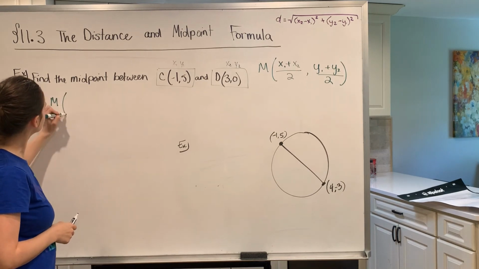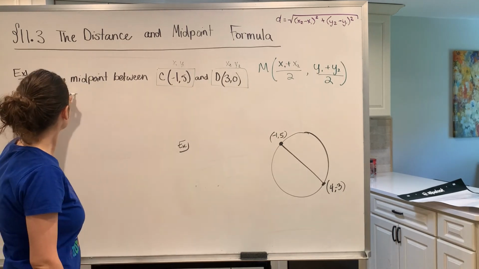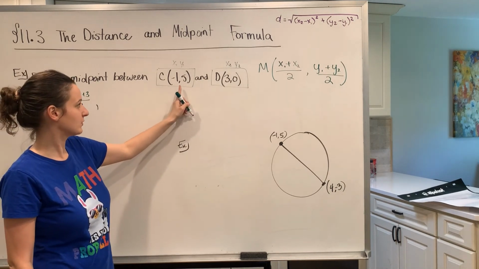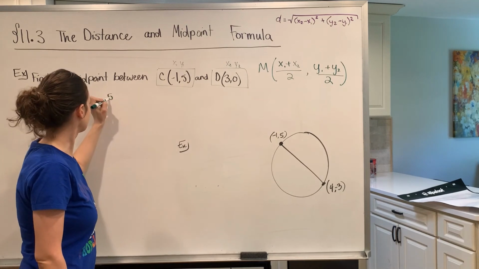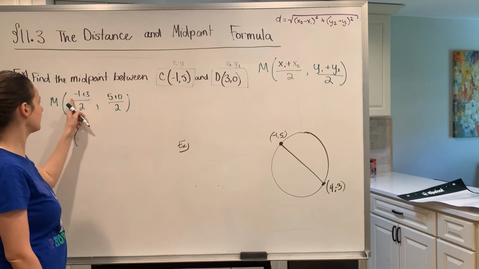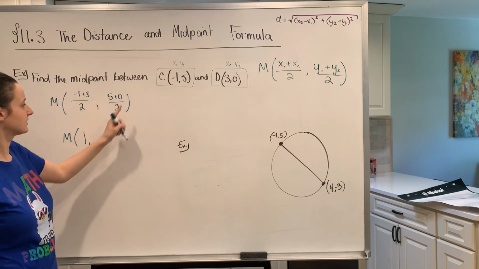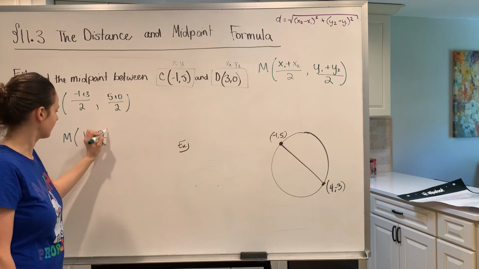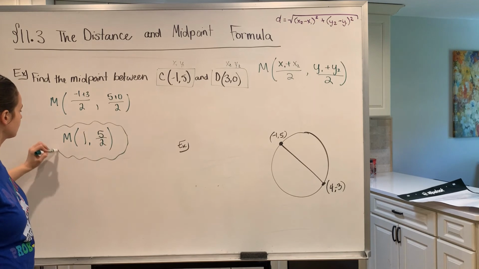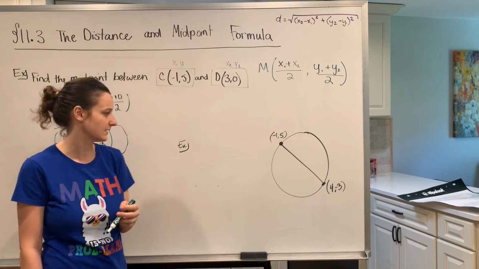So the midpoint between these two is going to be the x-coordinates. You're going to add the x-coordinates, -1 plus 3 in the numerator, then divide by 2. Your y-coordinate, add both the y1 and y2, 5 and 0. 5 plus 0, then divide by 2. So we can simplify this now. -1 plus 3 is 2. 2 divided by 2 is 1. And 5 plus 0 is 5. Divided by 2 would be 5 halves. So you can write that as 5 halves or 2.5, whichever your preference is. So M is at (1, 5/2), and that's going to be the midpoint between these 2 points C and D.